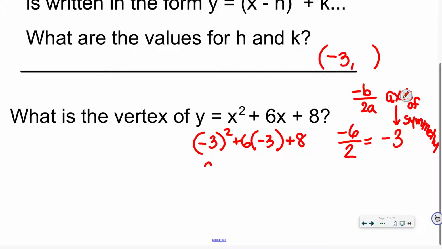Negative 3 squared is 9. 6 times negative 3 is negative 18. Plus 8 equals negative 1. So not only did we prove that when we wrote it in vertex form, our vertex was correct, but we also kind of showed that it depends on your strength. If you are asked to just find the vertex, it might end up being faster and more efficient for you to put your equation in vertex form.